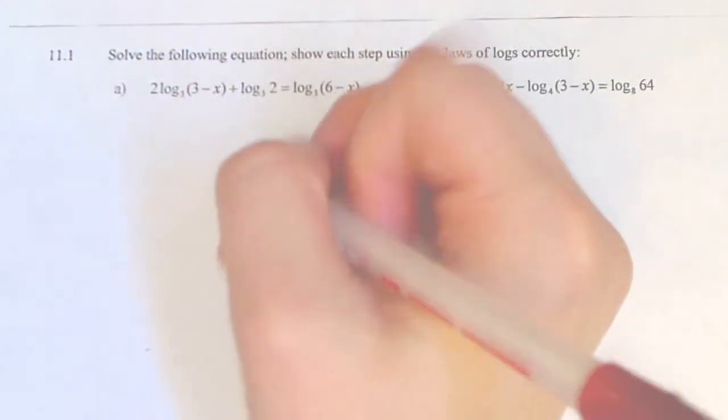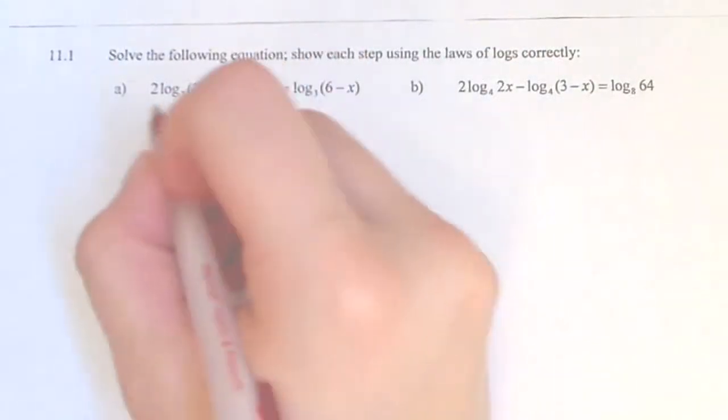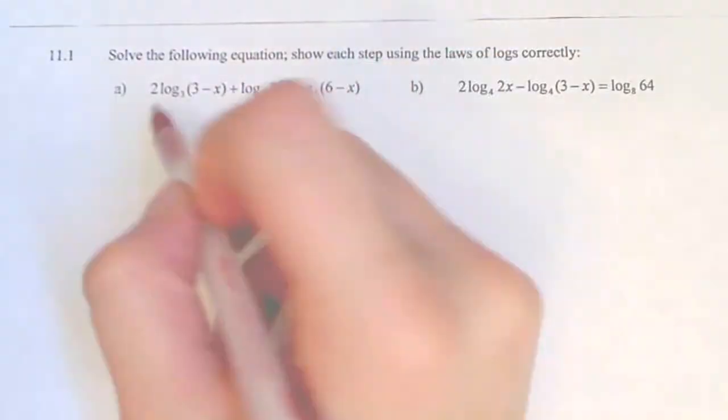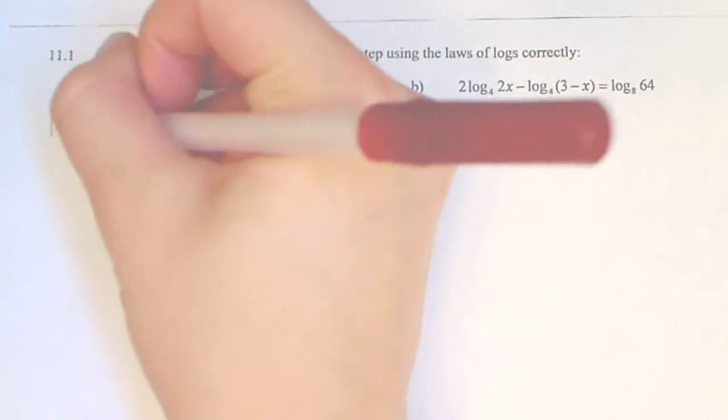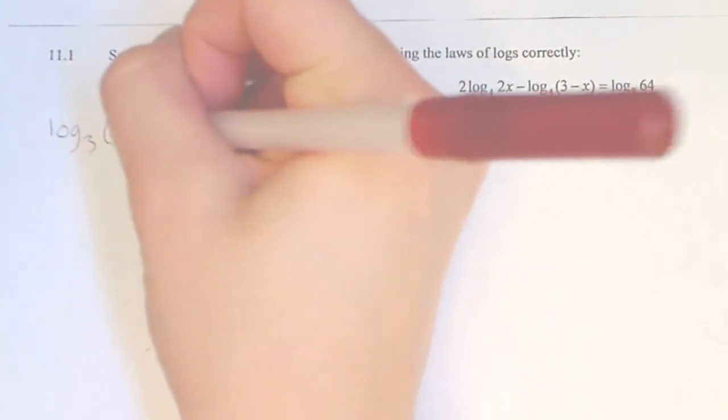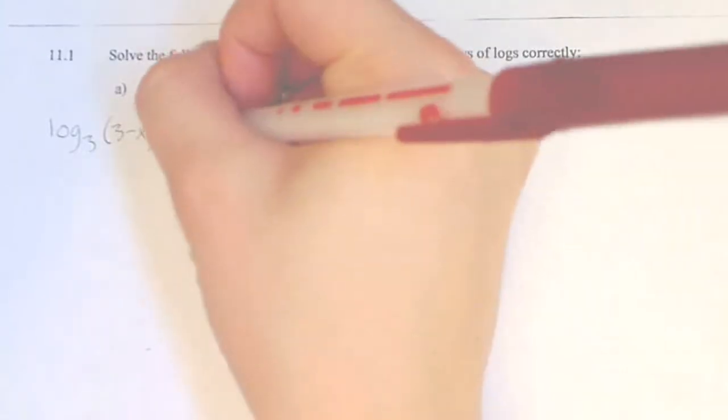Okay, so for this one to start, we have to have a log base 3 for all of them, so we need to get rid of this 2 out here. To do that, using law of logs, you can go log base 3, 3 minus x, and you just move that 2 to the exponent, so it's squared, plus everything else is fine, so you just leave it, log base 3, 2.